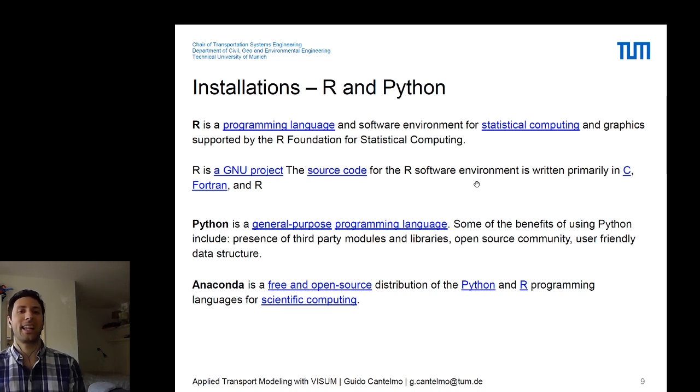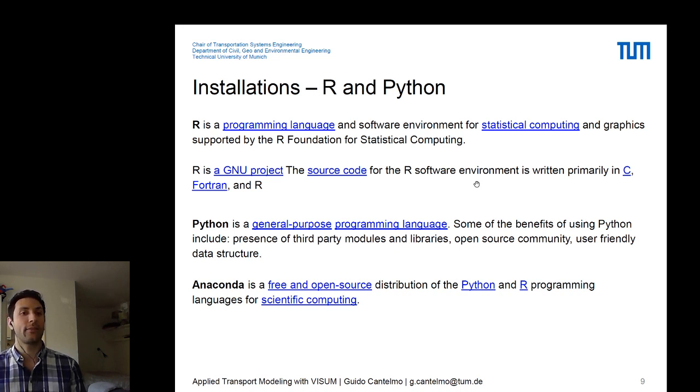Why? What's the reason? Well, R is a programming language that is very suited for statistics and for creating very nice graphics. And there is a lot of statistics in some of the models that we are going to use. So some of the transport models that we are going to use need some inference, need some statistics to create the inputs for Visum. So we will use this software to manipulate some of the data that Visum is using.